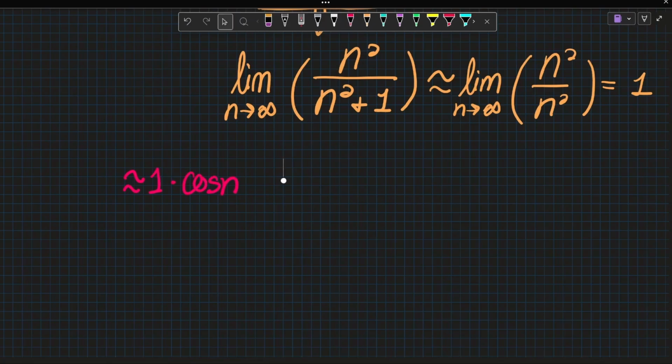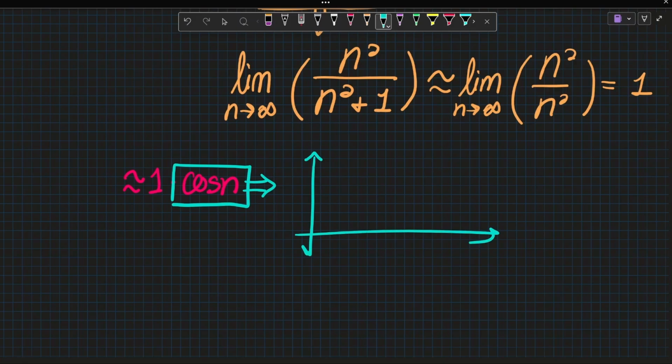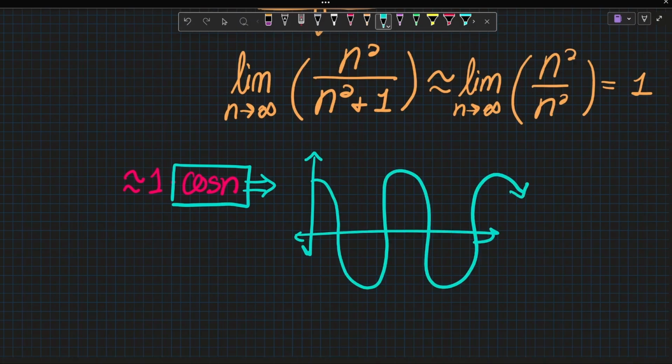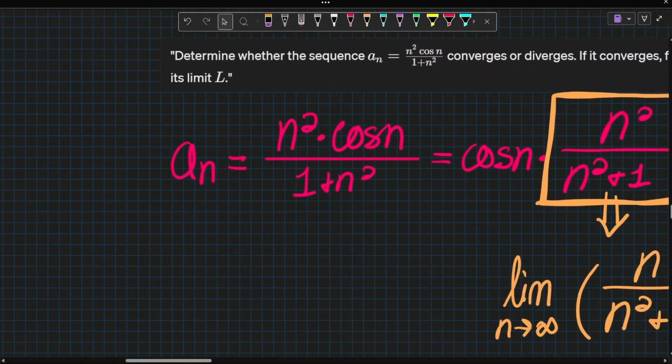And now cosine of n should not converge because it is sinusoidal. In other words, our function cosine of n will never converge to some value, nor diverge to infinity, because it continues going on forever. Alright, thus we get that this sequence actually diverges. Hopefully that made sense.